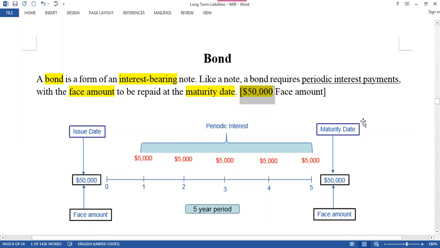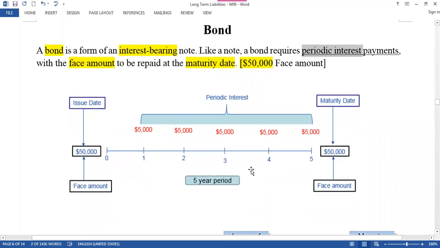And this bond is a 5 years period. And 5 years later, when the maturity date comes, you are also going to pay $50,000. But in between, you are liable to pay some periodic interest, like here, $5,000 at the end of year one, $5,000 at the end of year two, $5,000 year three, four, and five. So this is the overview of the bond.